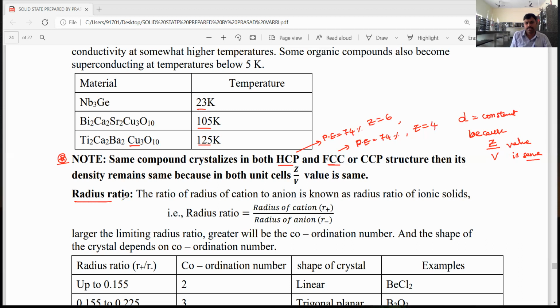And another important thing is the radius ratio. The radius ratio is nothing but the radius of the cation to the radius of the anion. Based on these radius ratio values, we can find out the coordination number and the shape of the crystals very easily. If the radius ratio value increases, the coordination number increases. Okay, let's see, dear students.